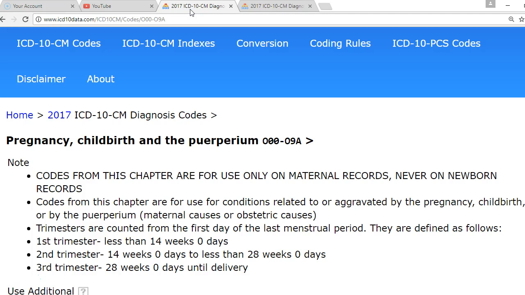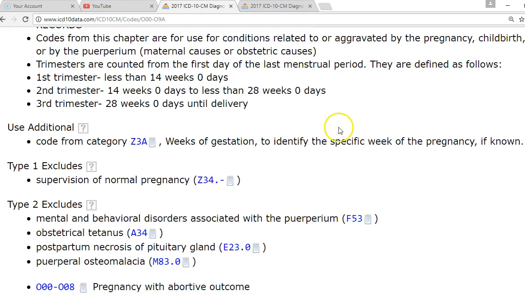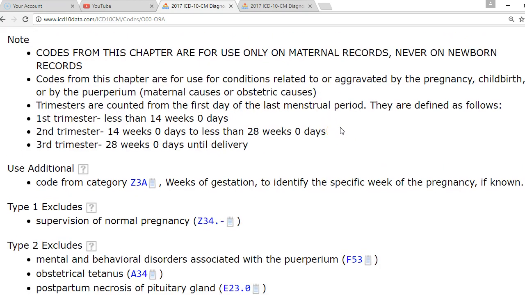Trimesters are counted from the first day of the last menstrual period, and they are defined as follows. So this is where we have to be careful. So from the last menstrual period, the LMP, we go from the last menstrual period to 14 weeks. Second trimester is 14 weeks, 0 days, to 28 weeks, 0 days. And the third trimester starts at 28 weeks, 0 days until delivery.